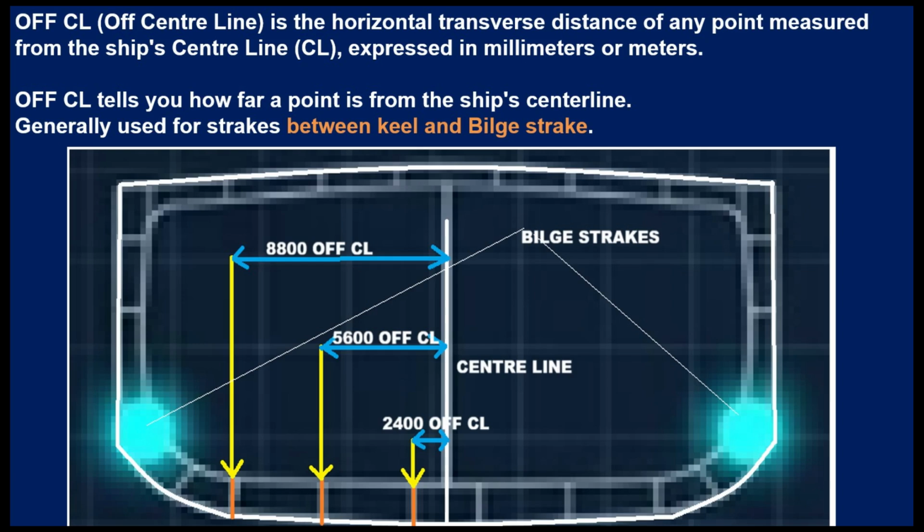So remember this simple comparison. ABBL answers the question, how high? OFCL answers the question, how far from the centerline? These two coordinates, together with the frame number, allow us to locate any point on the ship accurately.